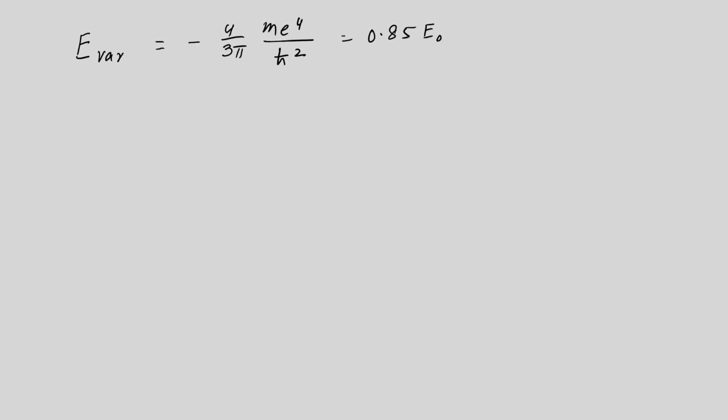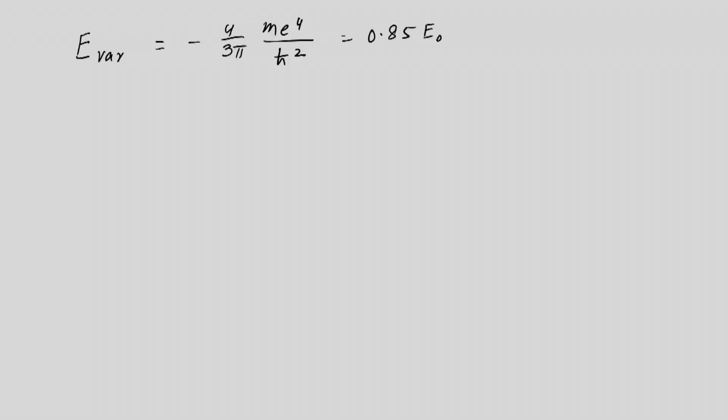0.85 E0. So, even with a wave function which does not obey the symmetry of the actual ground state wave function for a hydrogen atom, we still get an accurate value to 85% of the actual value. So, we are only off by 15%. What it means is that we get a value which is 15% higher than the 13.6 electron volt, even with a Gaussian wave function.